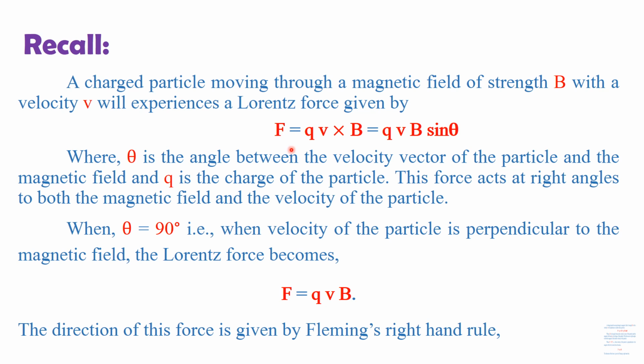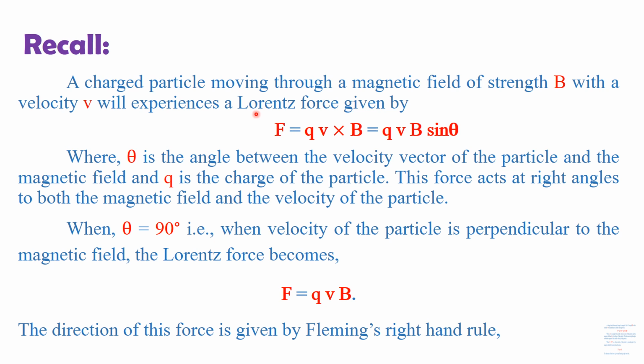That means when a charged particle having charge Q moves with a velocity V into a magnetic field of strength B, then the particle will experience a force called Lorentz force, which is given by F is equal to Q times V cross B, the cross product of velocity vector and magnetic field vector. Therefore, the magnitude of the Lorentz force is given by QVB sin theta, where theta is the angle between velocity vector and magnetic field vector.